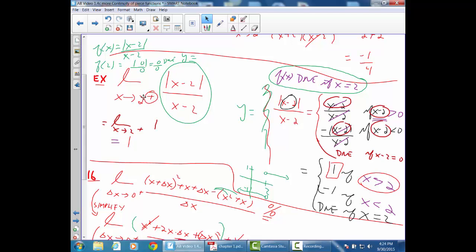What's the limit as x approaches 2 from the right? Well, of course, that's the right side of 2 where x is bigger than 2, and your answer is simply 1.